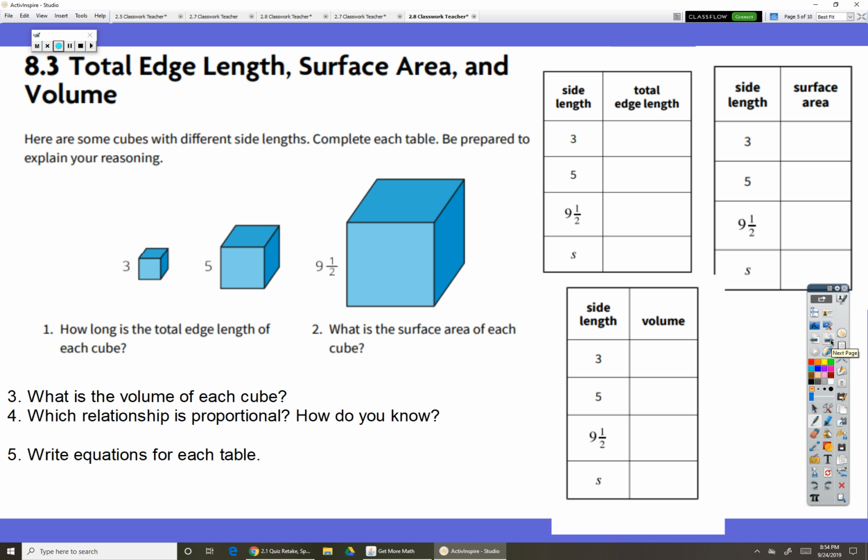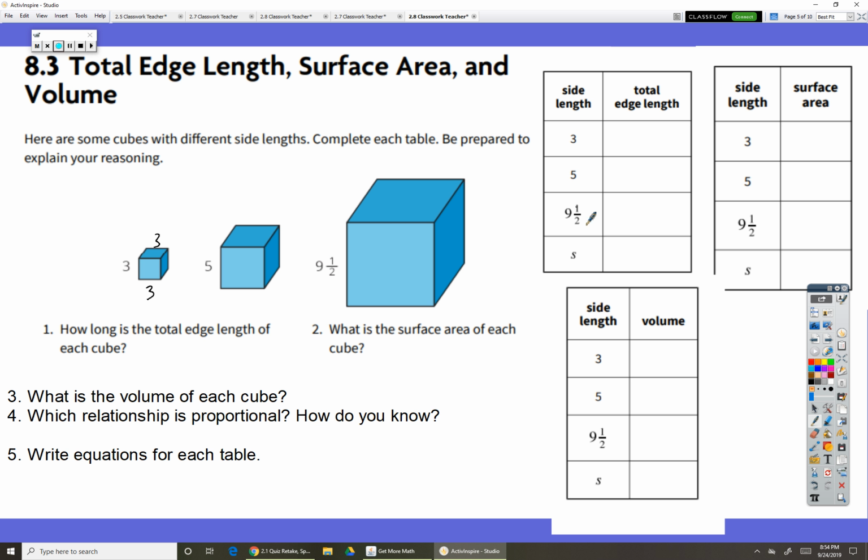Now we're going to do 8.3, total edge length, surface area, and volume. Here are some cubes with different side lengths. So remember, a cube is a three-dimensional shape whose sides are all the same length. All of the edges are the same length. So this is 3, this is 3, across here is 3, they're all 3. For this one, they're all 5. For this one, they're all 9.5. We're going to complete each one of these tables, and then we are going to talk about some of these questions. So number 1 says, how long is the total edge length of each cube? That's what's going to go over here.